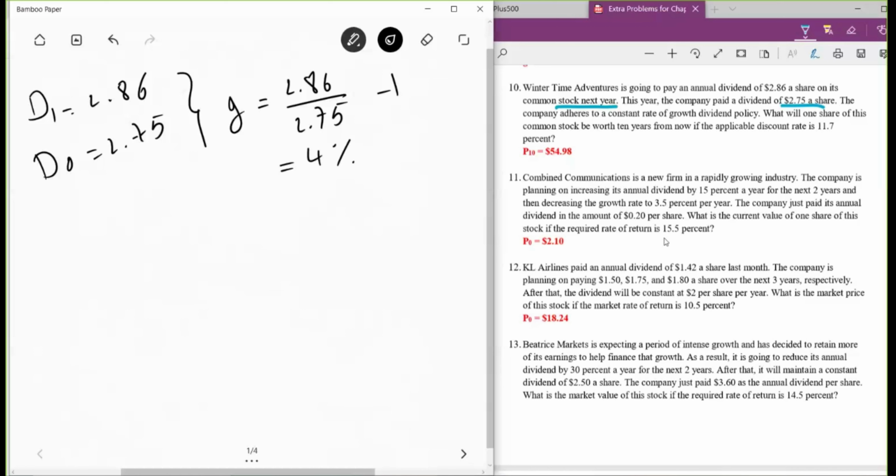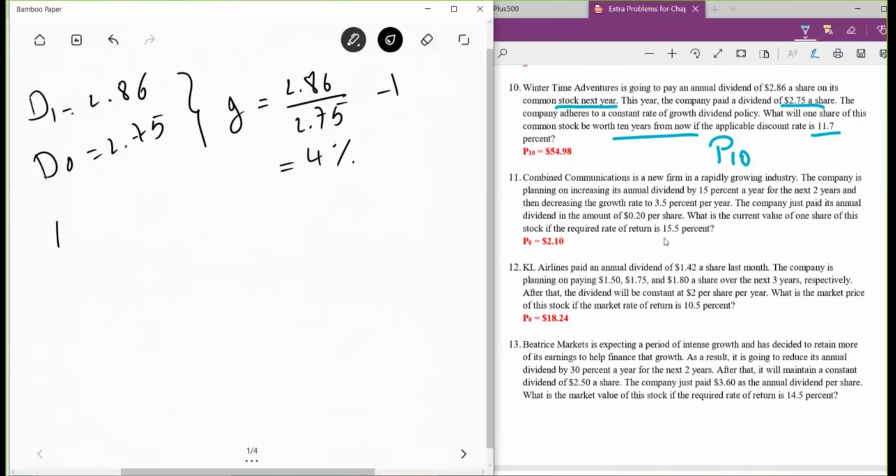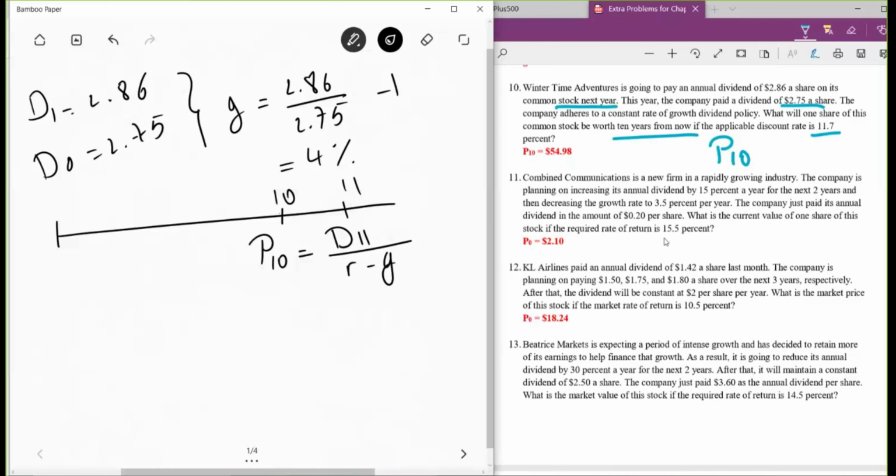The company will maintain a constant rate of growth dividend policy. What will one share of this common stock be worth 10 years from now? So I need to compute P10 given a rate of return of 11.7%. So if I draw the timeline, this is year 10, this is year 11. P10 equals D11 divided by R minus the growth rate.